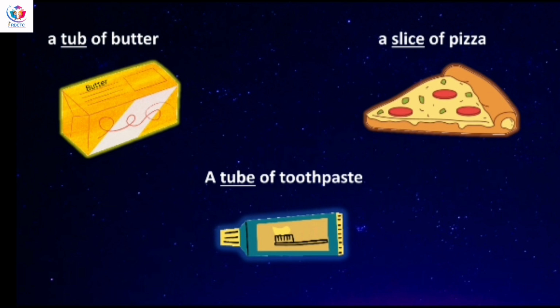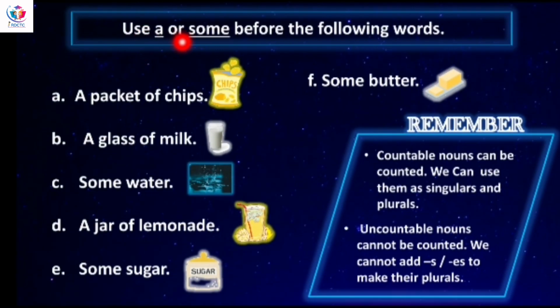Okay, and now we see another exercise. Use a or some before the following words. We can use a before the countable noun and some for the uncountable noun. A packet of chips. Chips, the word is uncountable, but we can count the packet. So a packet of chips. Similarly, a glass of milk, but we cannot count the water, so we write here some water. A jar of lemonade. Some sugar. We cannot count the sugar. Similarly, some butter. Now remember one thing, countable nouns can be counted. We can use them as singulars and plurals. Uncountable nouns cannot be counted, so we cannot add s or es to make their plurals.